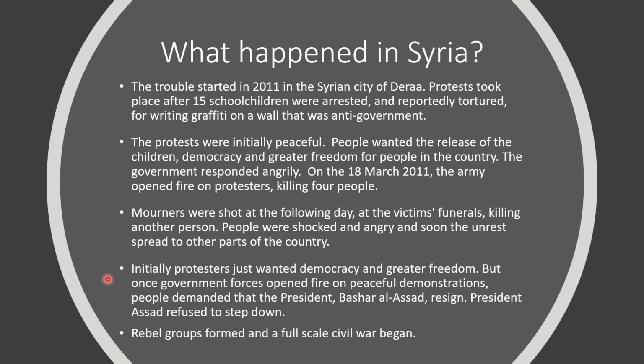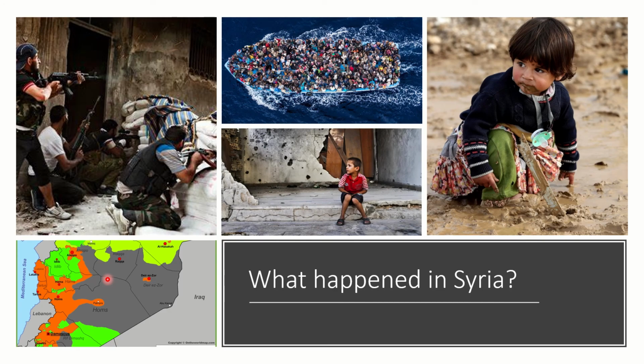Now, do your own research. You'll find that depending on which historian you're reading and which political analyst you're reading, there are different versions of what happened in Syria. It's a very complex and still changing situation, but that gives you a brief understanding of how we got to the point where there was fighting in the streets.